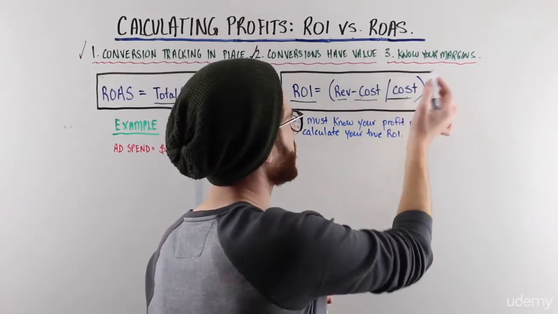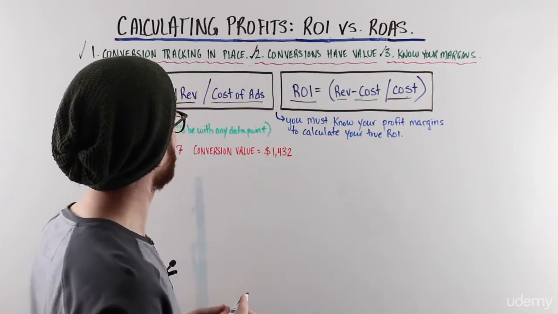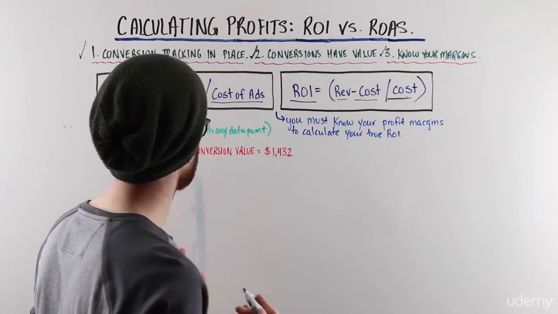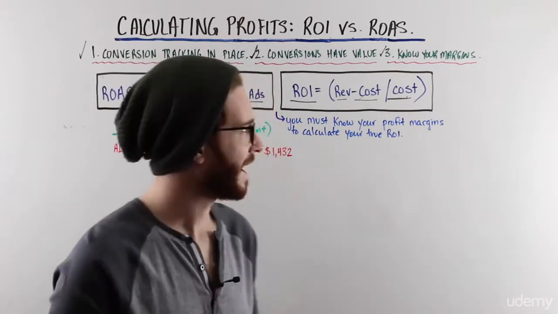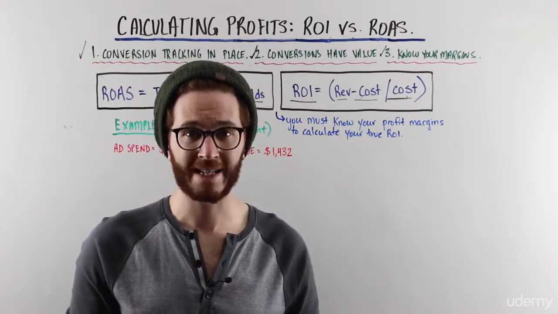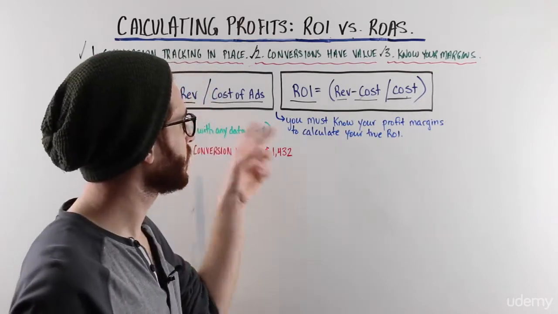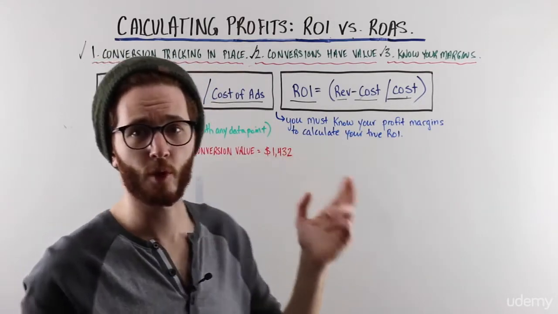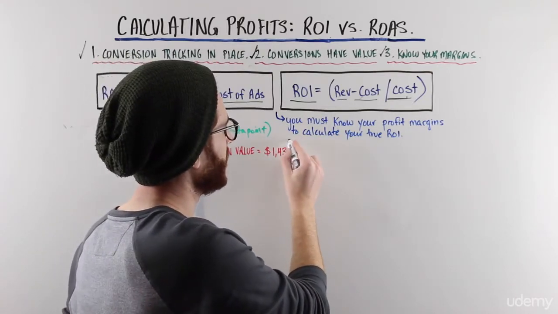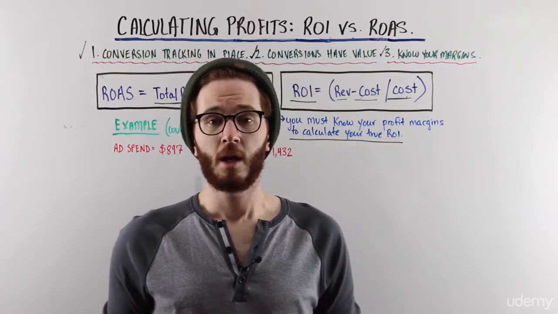And number 3, you need to know your margins, like we just said. So you have 3 primary prerequisites to tracking conversions. And now we have our 2 formulas. We have ROAS, return on ad spend, which is total revenue divided by cost of advertising, and ROI, which is revenue from the advertising minus the cost of advertising, divided by the cost of advertising. These are 2 formulas that are super important for you to remember. And of course, don't forget, in order to calculate ROI, you need to know your profit margins. So those are some really important things.